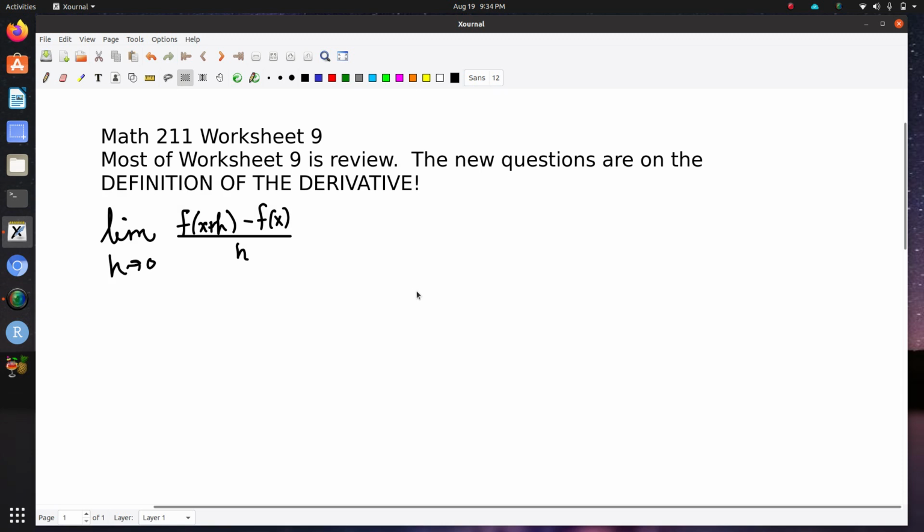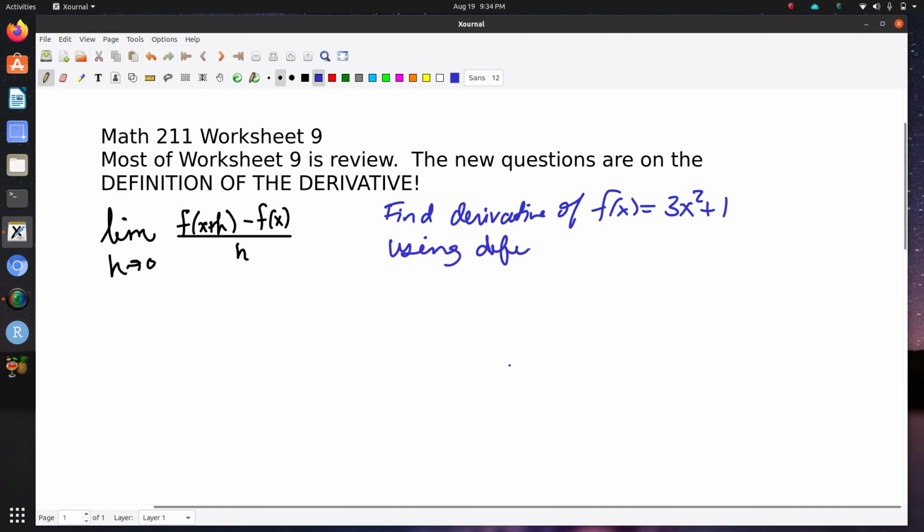So let's start with the first one. Let's find the derivative of f of x equals 3x squared plus 1 using the definition. Okay? And so here's what we do. We already have f of x that's given in the problem, this piece. We don't need to create that. But let's actually figure out what f of x plus h is, because that's usually the most annoying part.